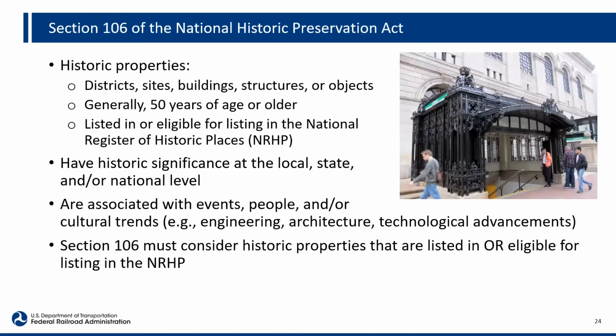Next slide, please. So what are historic properties? Historic properties are districts, sites, buildings, structures, and objects that may be significant in American history, architecture, archaeology, engineering, and culture. Our nation's railroads date back to the early 1800s and are historically important in many ways. And so historic properties can include the railroad infrastructure, such as bridges, tunnels, culverts, passenger stations, operations buildings, as well as segments of the railroad line.